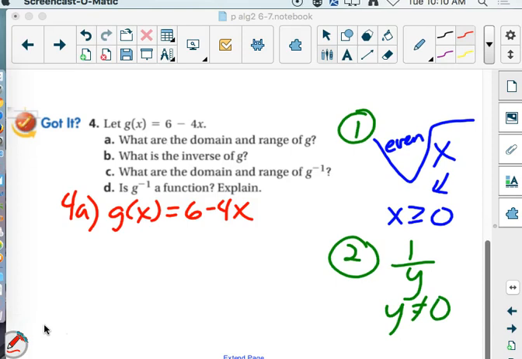Do you see any even roots in that problem? Do you see any division? So our domain is going to be all real numbers. And if we can put all real numbers into this, then it's going to kick out all real numbers, because this is a line, because this is 4x to the first. So our range of g is also going to be all real numbers.